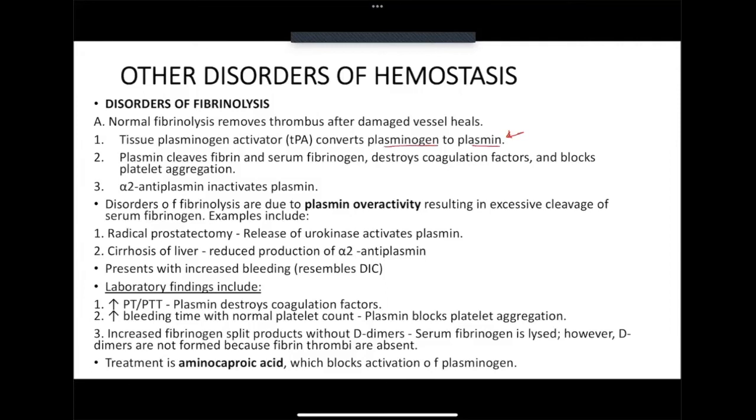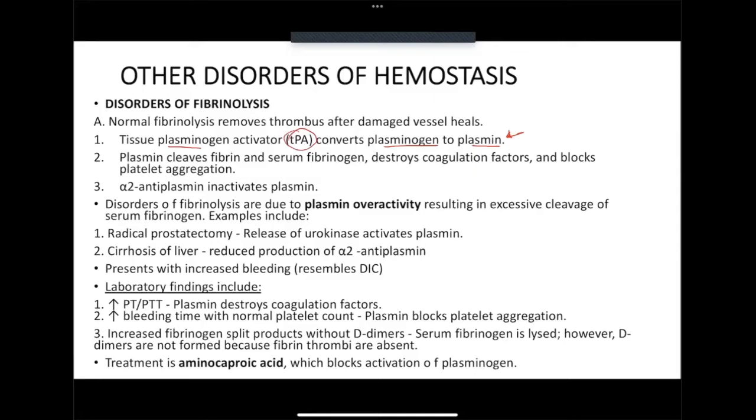Plasmin, important. This is the only thing that can cleave the stabilized fibrin, and it's done via tissue plasminogen activator, so TPA for short, so everyone says. So plasmin cleaves the fibrin and serum fibrinogen and destroys the coagulation factors, blocks the platelet aggregation. Everything you need to do here for the fibrinolysis is done through plasmin.